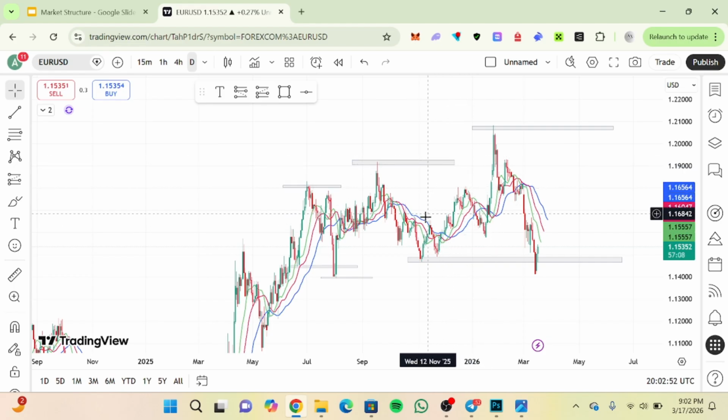Every other thing that happened inside here before price got to this level wasn't really a clear indication of a continuation yet. Price has to break above this high for you to say, okay, the trend is actually continuing. You understand? So that's how you identify a trend continuation.